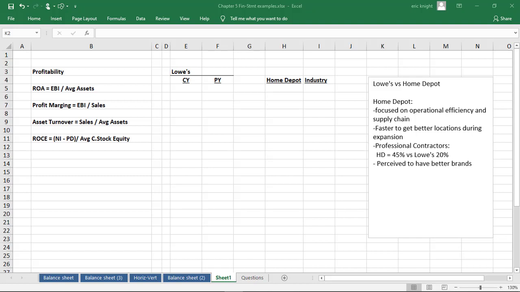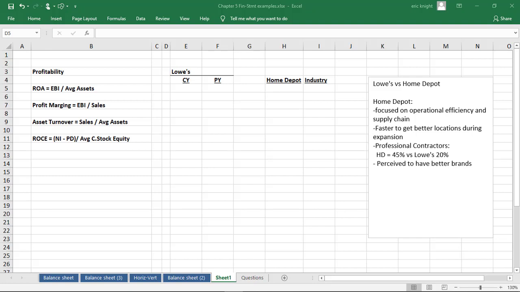So we've got a couple of years for Lowe's, since that's our focus company. We're going to look at a more recent year, which we'll call the current year, and the year before that. And then we'll compare that to Home Depot, and then we'll look at the industry. We have some industry averages too. The first ratio we'll look at is the return on assets. This is trying to see how much the management is doing with the resources they've been given, right? Managers are given resources, in this case, stores and inventory, and they are supposed to take that and turn that into sales, into returns.